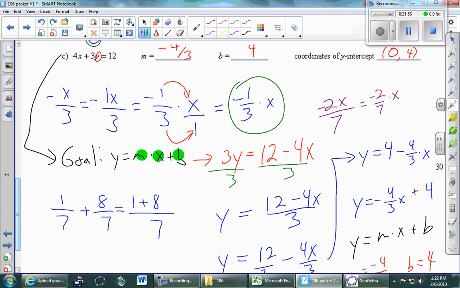I know it's not the most exciting process in the world, but it's one I need us to be able to do. Okay, if we're ready, we move on to the next page.